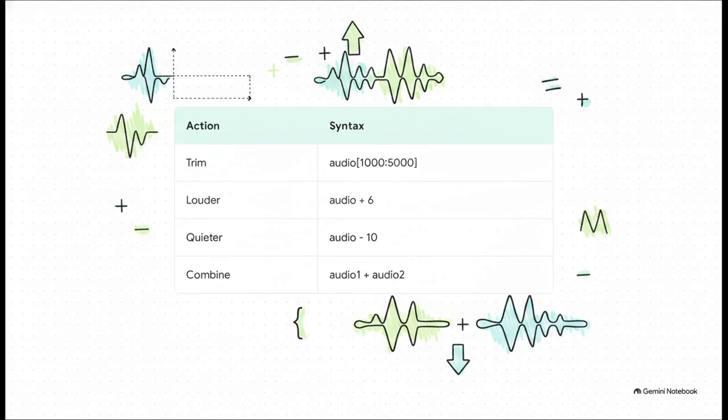Want to make it 6 decibels louder? Just type your audio variable + 6. 10 decibels quieter? - 10. What if you want to join two clips together, one sequentially after the other? Just hit them with the plus operator, audio1 + audio2. Pydub deliberately treats everyday audio tasks like basic math, and it's a real game changer.